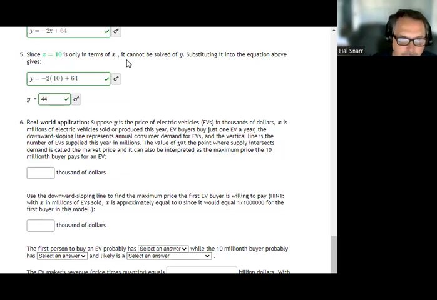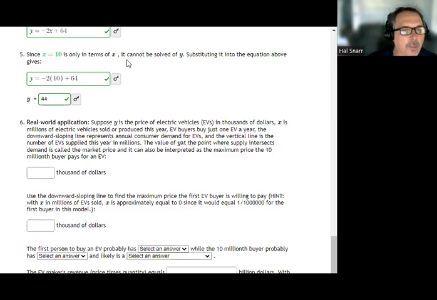And he's producing them, right? And we're going to assume in this model that EV buyers buy just one EV a year, right? If a person wants to buy two, they'll wait maybe a second year to buy their second EV, right? So this is just kind of a simplifying assumption.